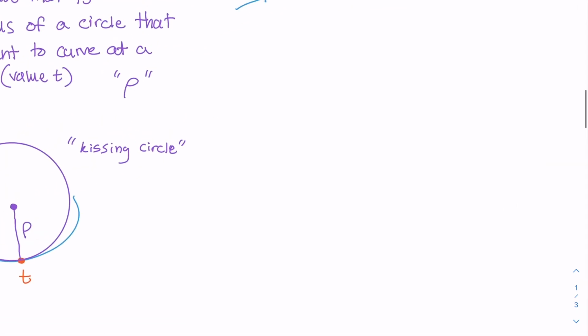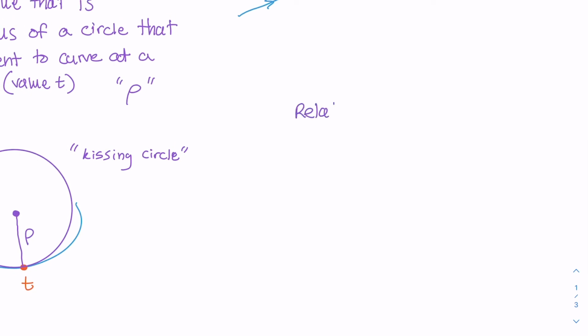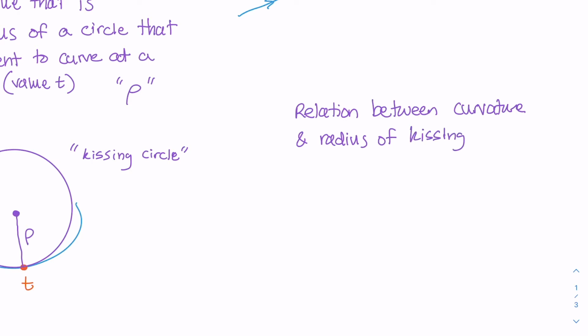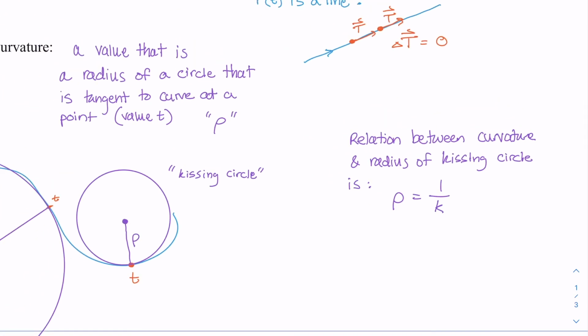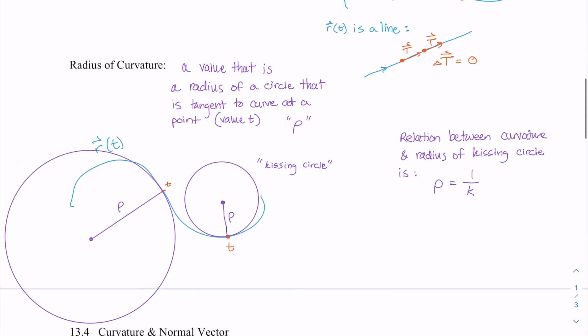So the relationship between curvature and radius of kissing circle is this, right? We know that the radius of the kissing circle is inversely proportional to its curvature. So it's 1 over the curvature. And right, we can see how that holds true in this case.